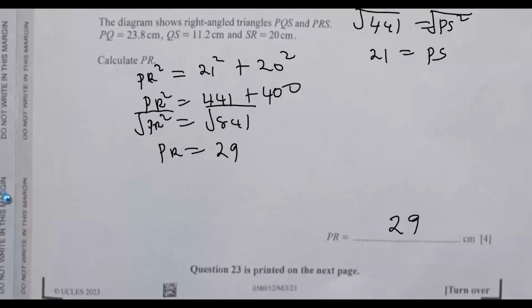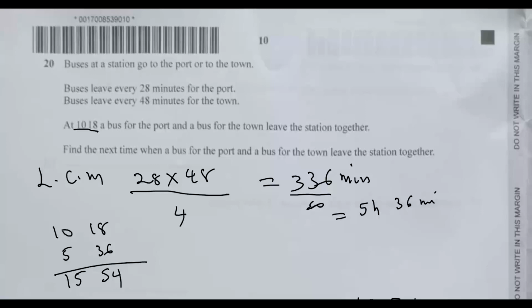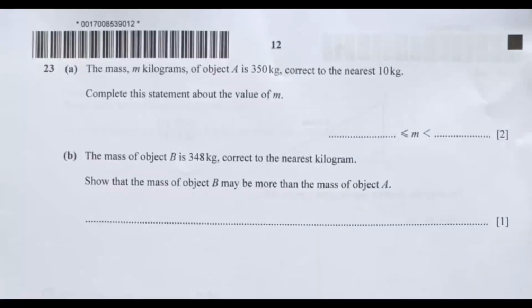So let's go to the next question, the last question. The mass m kilograms of object A is 350 kg, correct to the nearest 10 kilograms. Complete this statement about the value of m. Here what you need to do is find the upper and lower bounds. This is the degree of accuracy, 10 kg. Let's divide it by 2. That will be 5 kg.